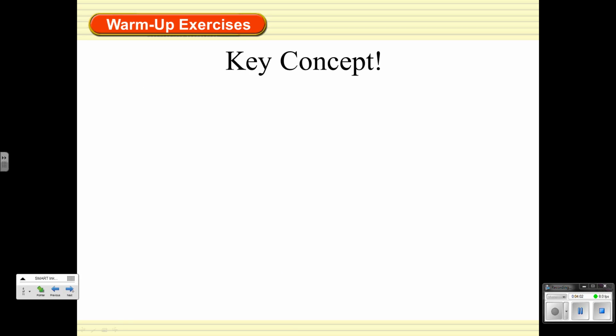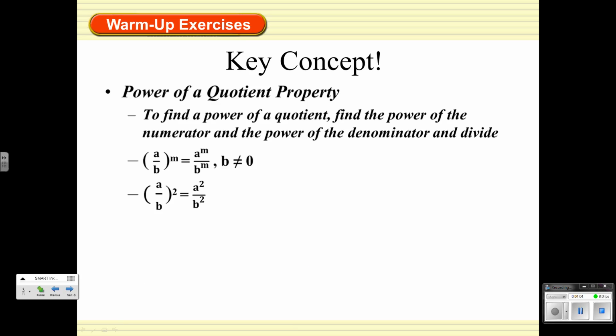Okay? All right, next key concept is the power of a quotient property. So to find the power of a quotient, find the power of the numerator and the power of the denominator, and then divide or simplify, whichever. So it's very similar to the distribution into the parentheses with products. However, we have a numerator and a denominator. So the difference is this exponent out here goes with the numerator and the denominator because the entire fraction is raised to the power of m.